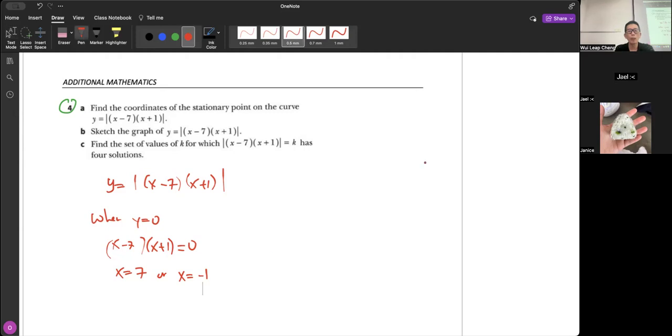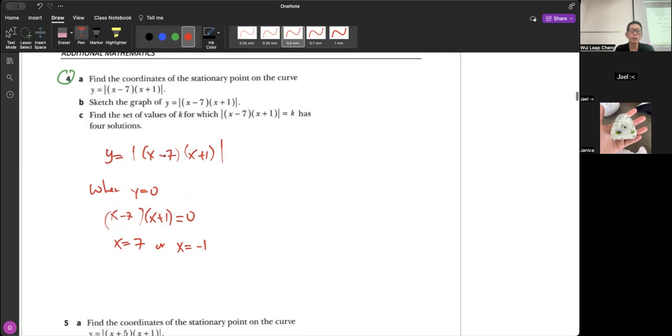From here we can get the symmetry line because you can see the type of graph. This is a U-shaped graph, right? So these 2 points are this point and this point. The stationary point is either the minimum point or the maximum point. Originally it is like that, but because of the modulus, the graph will be reflected.